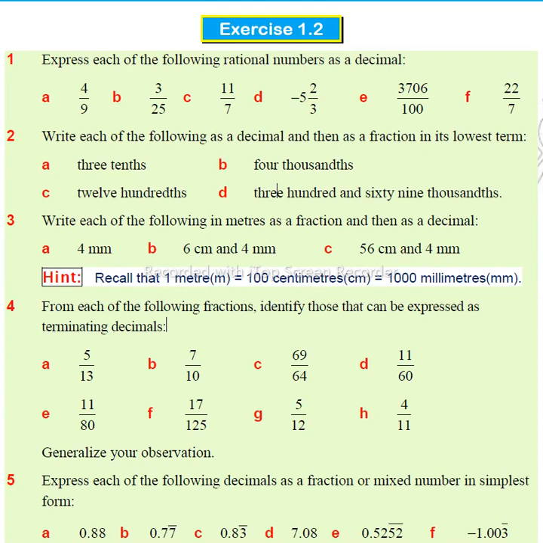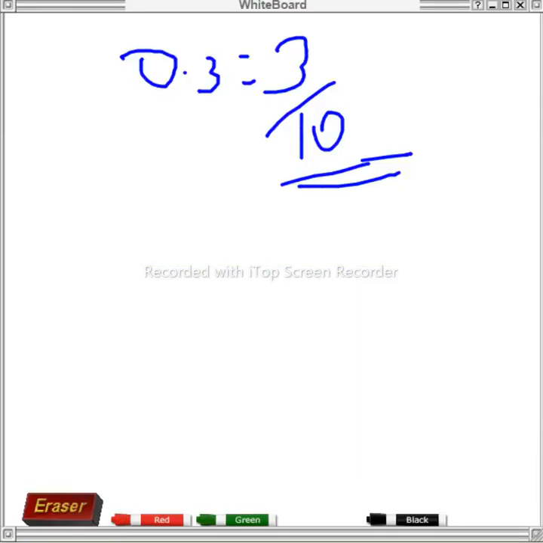4 thousandths means 0.004. So when we write this in fraction form, it is 4 over 1,000. This will be simplified like this.